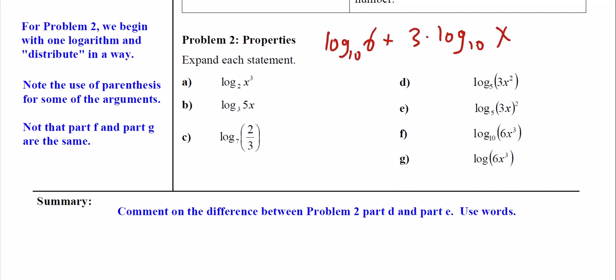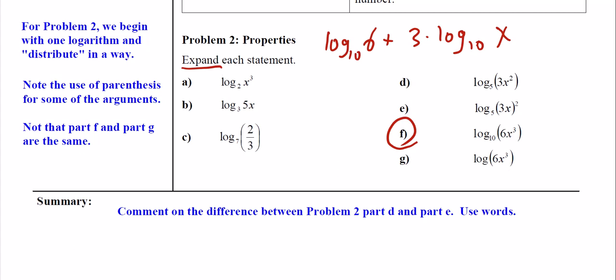Part F, I have confidence in you that you can get part F without me. And this is what you're going to get when you expand the entire logarithm out. Again, note that you begin with 1 logarithm. All these problems for problem 2 began with 1 logarithm, and then we end up with a massive amount of logarithms after that because we're expanding. These problems are asking us to expand.